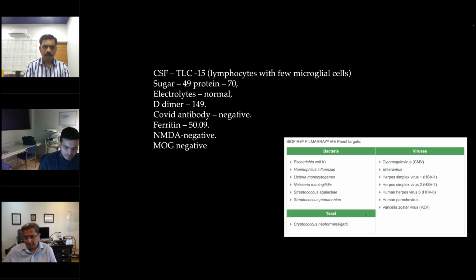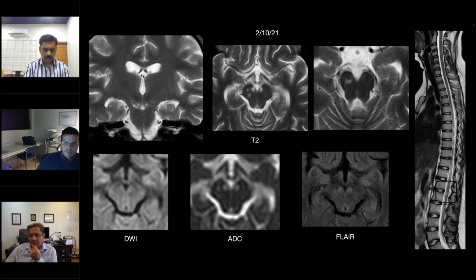So at that point, the CSF workup was done, and we thought of a possible autoimmune related etiology or a mitochondrial related disorder. And demyelination also was evaluated, and it has come out negative for MOG. So I'll just go on to the next images, and this was again repeated in October.